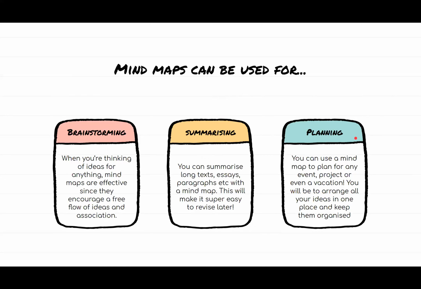Next is planning. You can use a mind map to plan for literally anything. You can use it to plan an event, or you can use it to plan for a project in school, or even a vacation or a party that you're planning. You will be able to arrange your ideas in a place and they will all be organized.